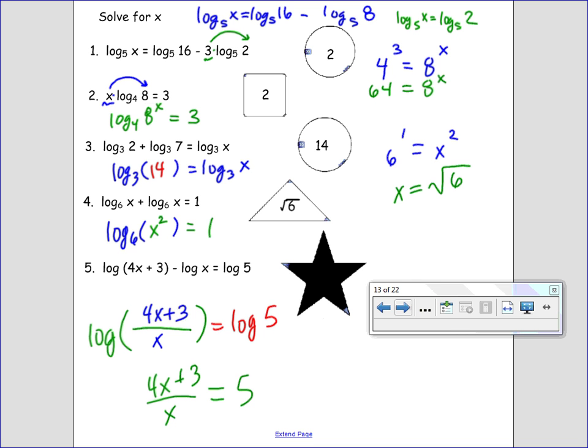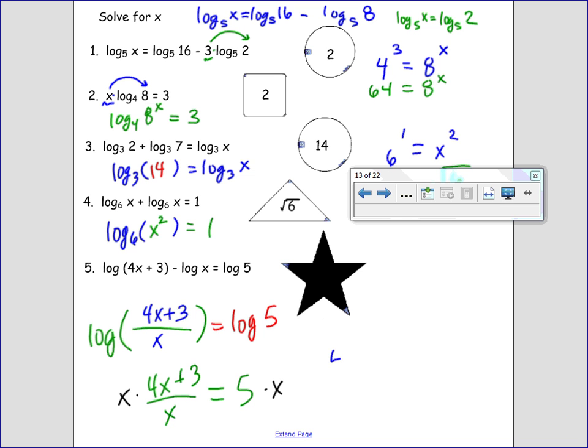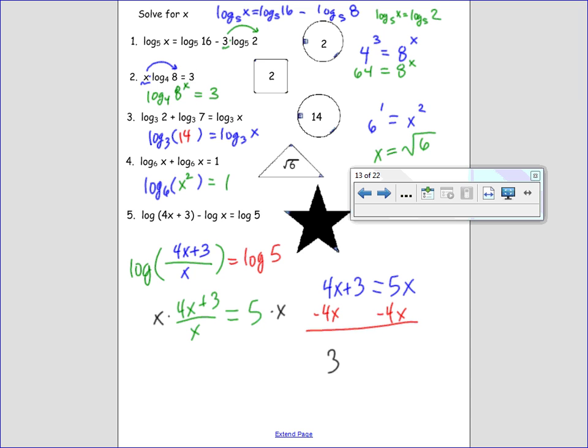Notice how I have an x in the denominator of a fraction. Well, we've got our strategy from Unit 1 to get that out of the denominator. I can simply multiply both sides by that variable expression. In this case, it's just x. That will get 4x plus 3 alone, and then equals 5x. A subtraction of 4x from both sides gets me 3 equals 5x minus 4x, which is just 1x, and by golly, it looks like we're done. So x should be 3, survey says.